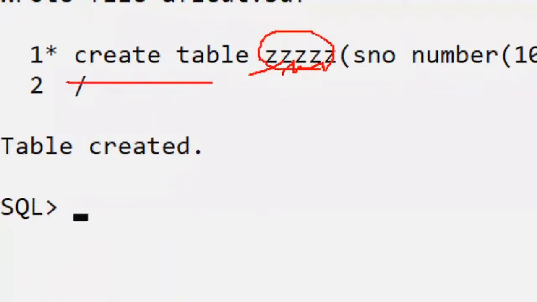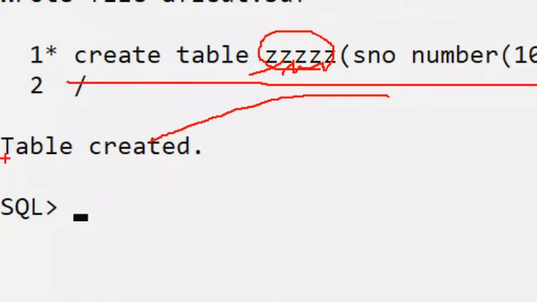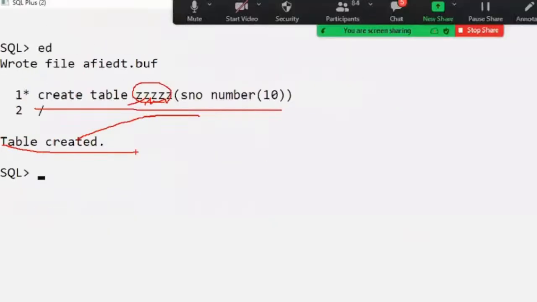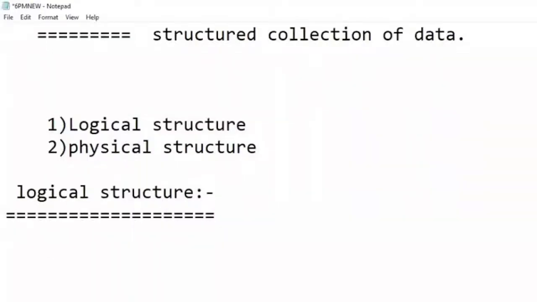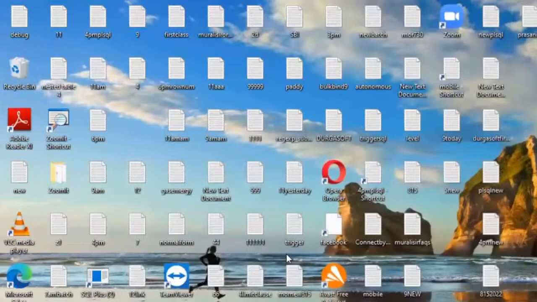The table I'm creating is only in my Oracle database, or SQL Server database, or MySQL database. Okay, fine. The table is created. Slowly observe it here. This table is created. Now I'm interested to view whether this table is created or not in my operating system. Suppose a Windows operating system is there, where Oracle is already installed.